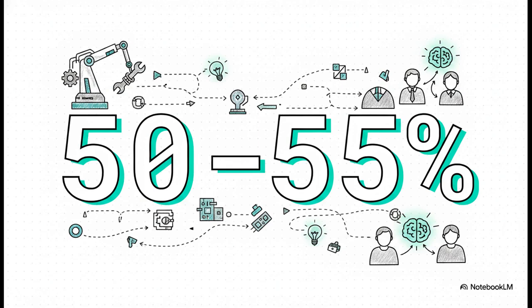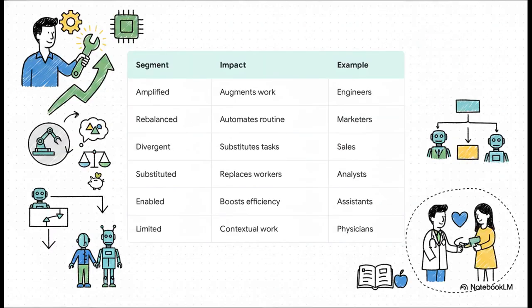And I want you to really notice the word there. It is reshaped, not replaced. When we actually break down this disruption, we see that task automation absolutely does not equal job loss. Roles are splitting into 6 distinct categories. Think about software engineers. They're in the amplified segment. AI augments their coding, making them way faster, which actually drives more demand for their work. Content marketers are rebalanced. AI handles the routine drafting so the humans get to focus on complex, high-level campaign strategy.